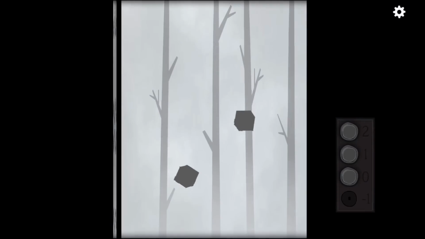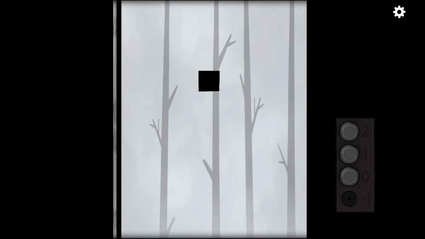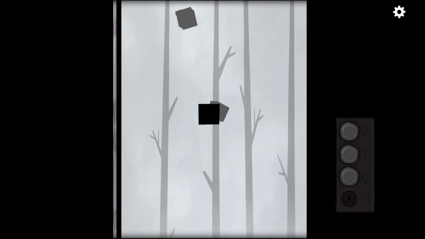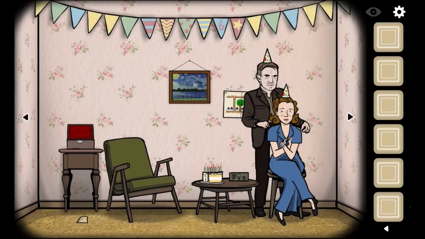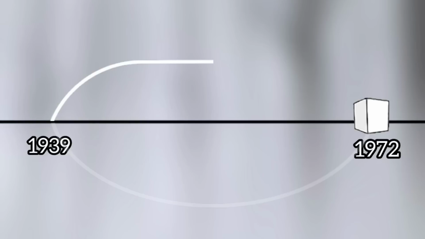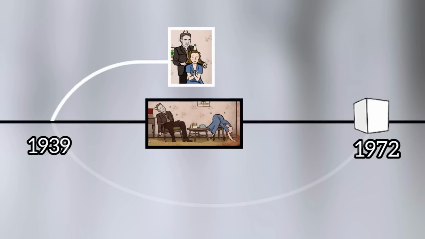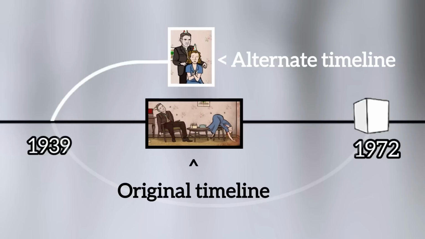We can see this happening in Cube Escape Birthday. Dale entered a cube containing a memory of his house in 1939, the day his parents were killed. This time he changes the events so that his parents survive. But even though his parents are alive there, they're still dead outside the cube's timeline. The version of reality where his parents are alive is an alternate timeline, completely separate from the original.